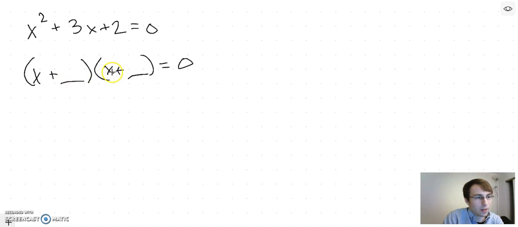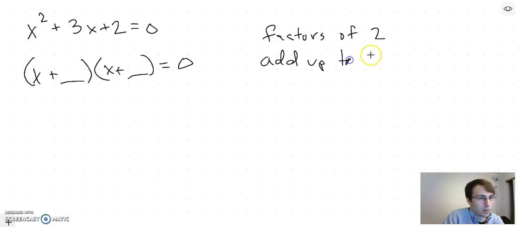The way we find what to put in these blanks is these things have to be factors of 2, because they're going to end up multiplying to yield the constant term. That has to be 2. And they have to add up to 3, because we're going to have an x times this and then x times that has to add up to 3x. So factors of 2 that add up to 3. Well, this is pretty straightforward. Factors of 2 are just 1 and 2, and they indeed add up to 3. So we can just put in 1 and 2.